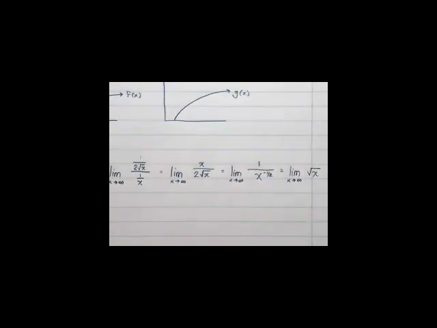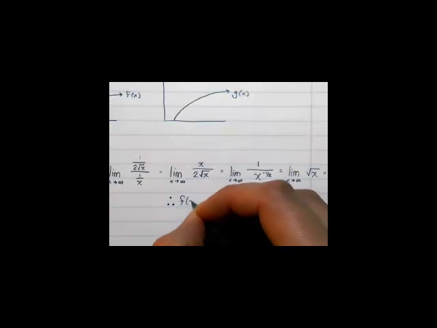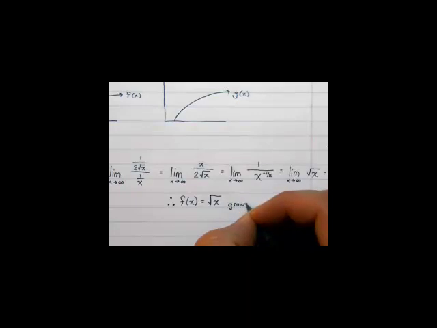So, can I evaluate that? Sure. What's the answer? Infinity. So what conclusion can I make? Yep, the square root of x actually grows more quickly than the natural log does. So, therefore, f of x equals the square root of x grows quicker.